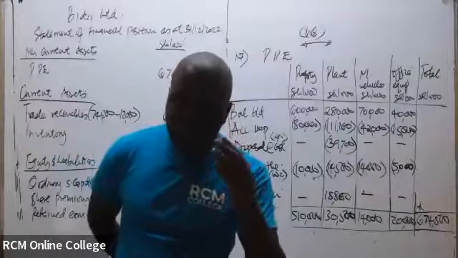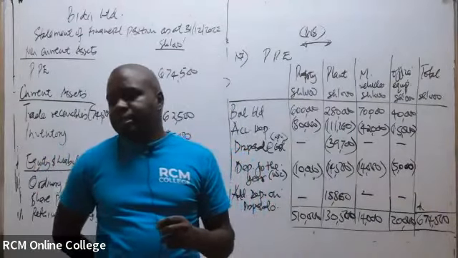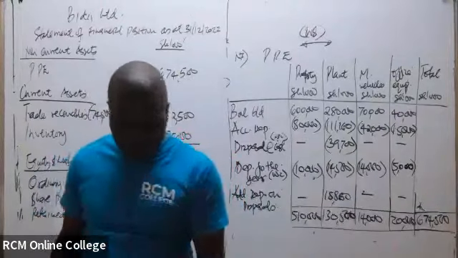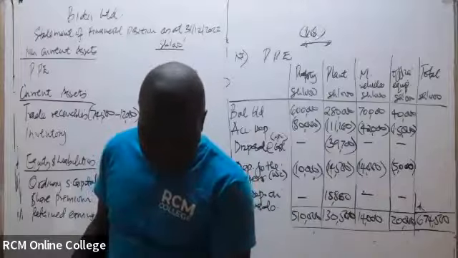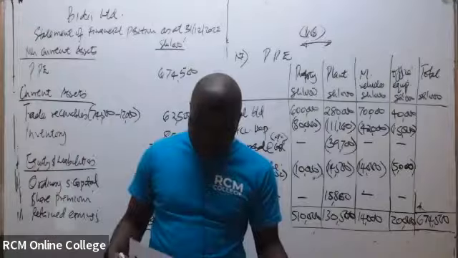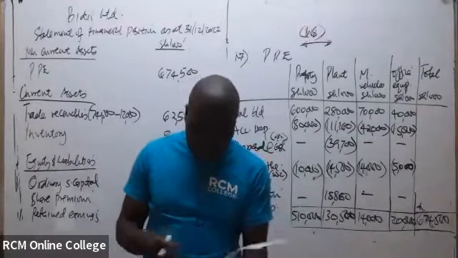Try to think out, look at the question. Do we have any non-current liability? I can see the trial balance says deferred tax. So for the deferred tax, how much will it be?